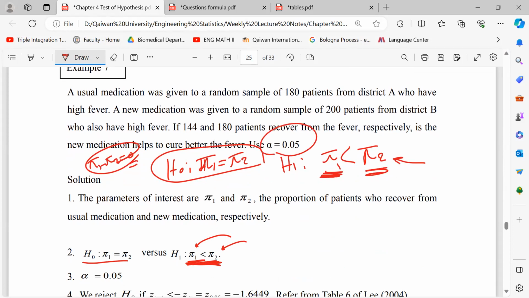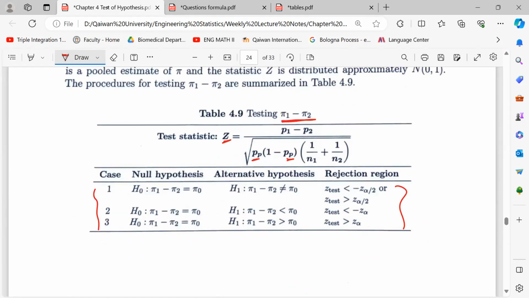Then alpha is given at step 3. In step 4, we need to find z of alpha over 2. This is alpha over 2. It must be alpha over 2. Okay?